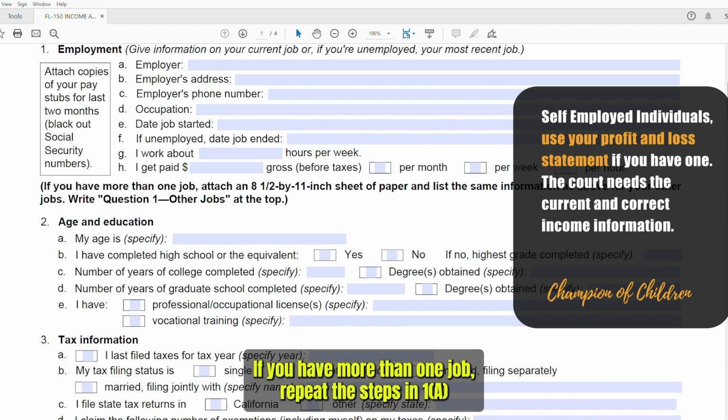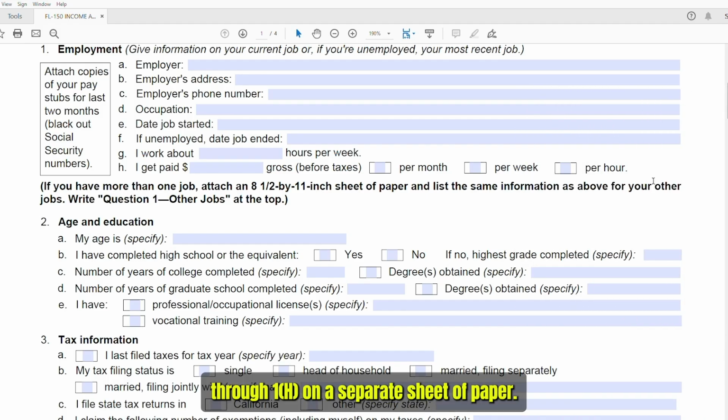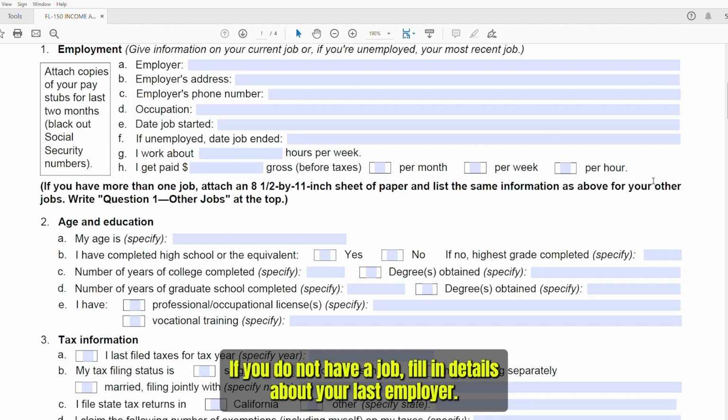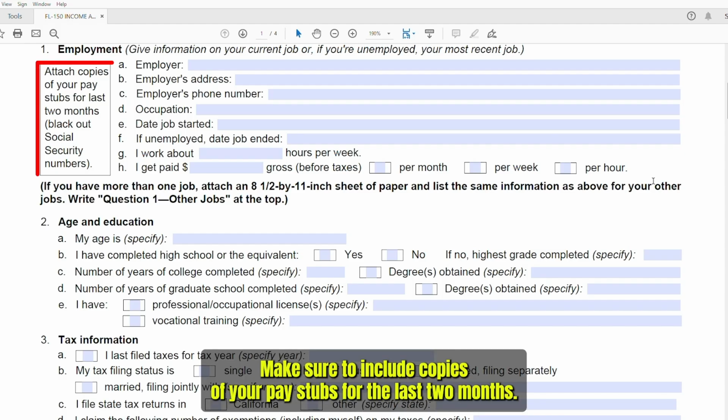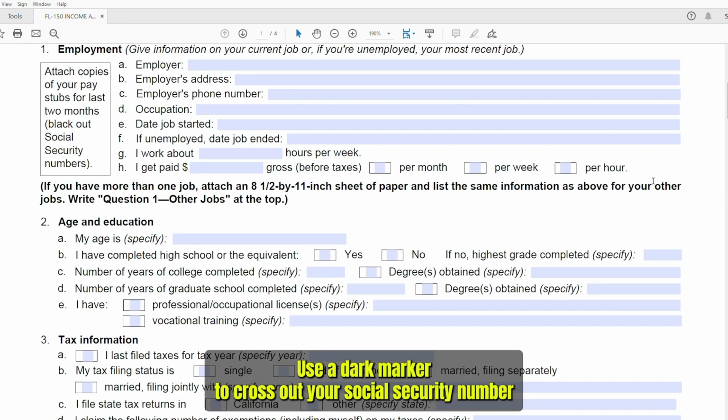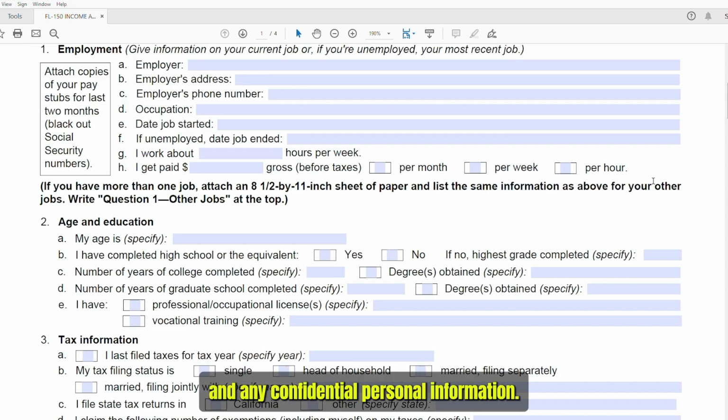If you have more than one job, repeat the steps in 1A through 1H on a separate sheet of paper. If you do not have a job, fill in details about your last employer. Make sure to include copies of your pay stubs for the last 2 months. Use a dark marker to cross out your Social Security number and any confidential personal information.